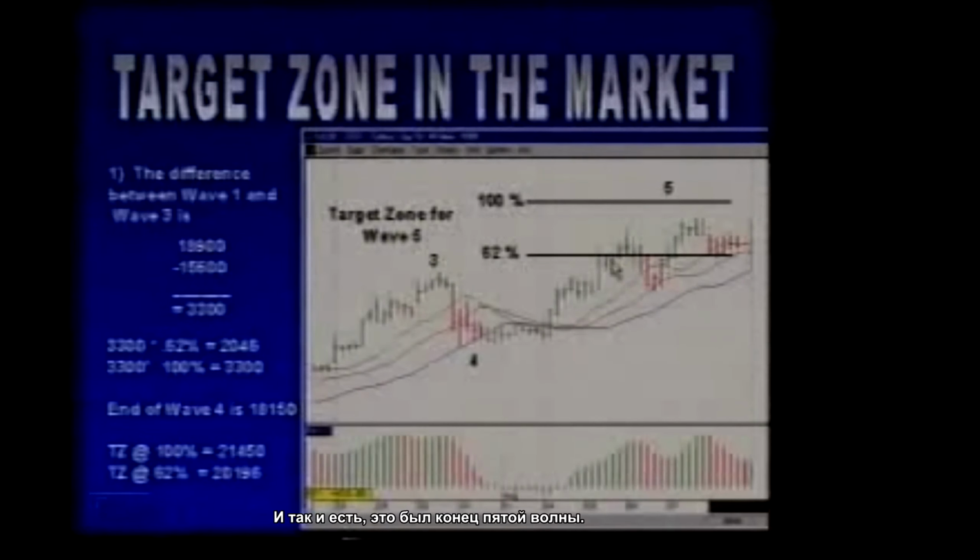And sure enough, this was the end of the fifth wave. This was wave 1, 2, 3, 4, 5 of the fifth, and it ended here, and the next move was a considerably fast move down.